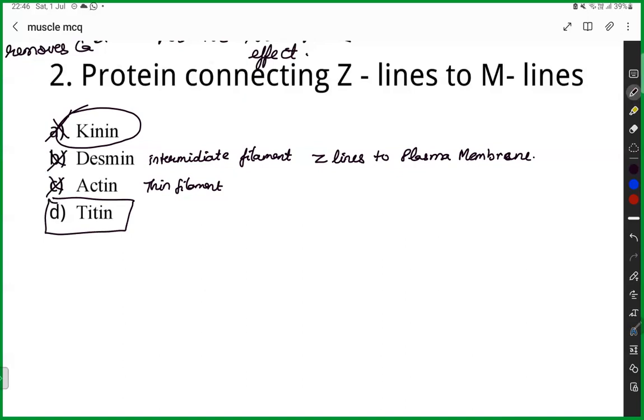What is titin? Titin is what we call the muscle spring, responsible for elasticity, which connects Z to M. So the answer is titin. The other points you need to remember: titin is also called the muscle spring because it is responsible for the elasticity of the muscle. It connects your Z line to the M line. Thus, it provides scaffolding for the sarcomere. Is it clear? So you have completed the second question.